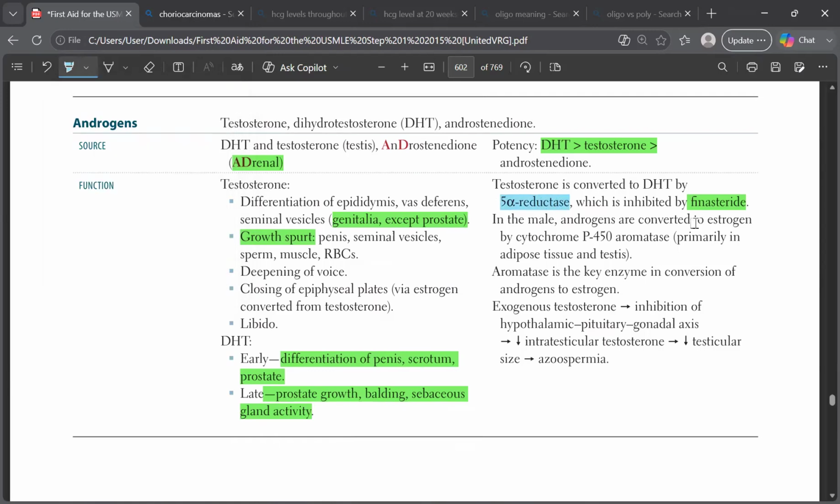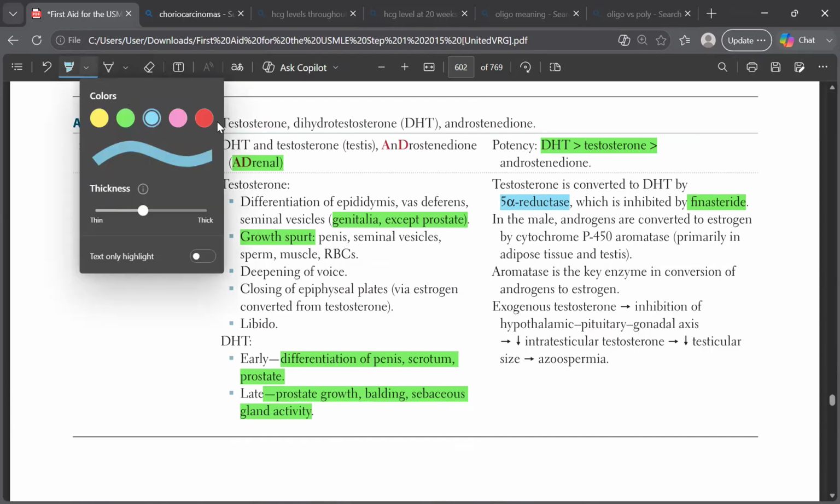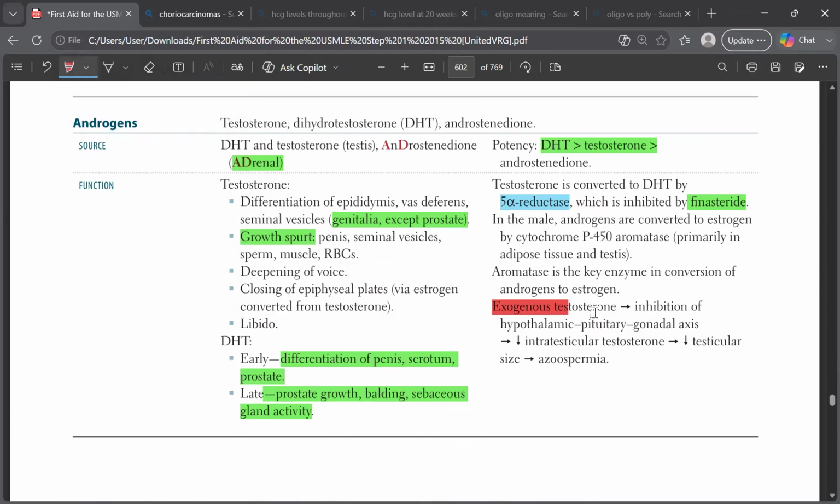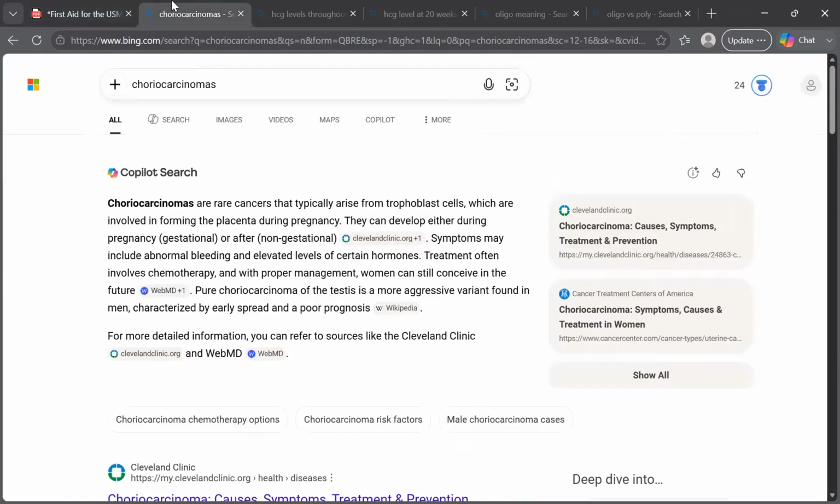In the male, androgens are converted to estrogens by cytochrome P450 aromatase, primarily in adipose tissue and testes. Aromatase is the key enzyme in conversion of androgens to estrogen. Exogenous testosterone causes inhibition of hypothalamic pituitary gonadal axis, which decreases intratesticular testosterone and decreases testicular size and causes azoospermia. So this is an important clinical correlation. If a person is given exogenous testosterone, it causes inhibition of their hypothalamic pituitary gonadal axis, and that causes a decrease in intratesticular testosterone, and the testicular size decreases, and this causes azoospermia or decreased sperm production.